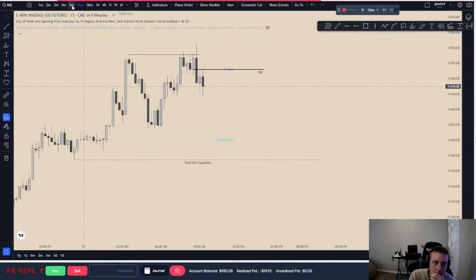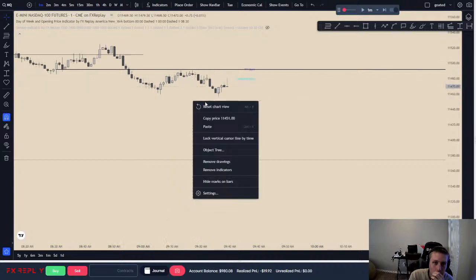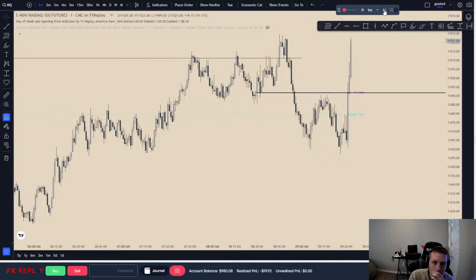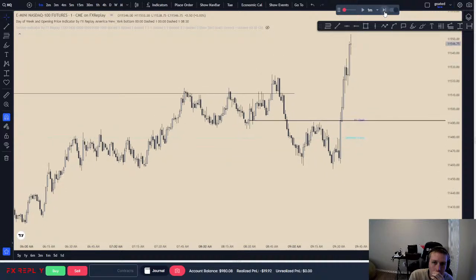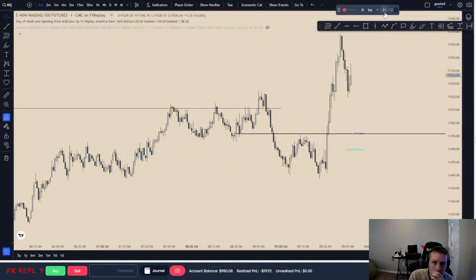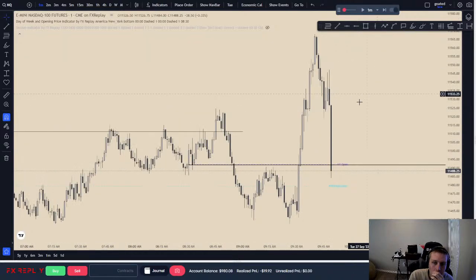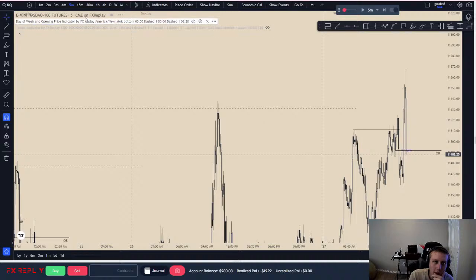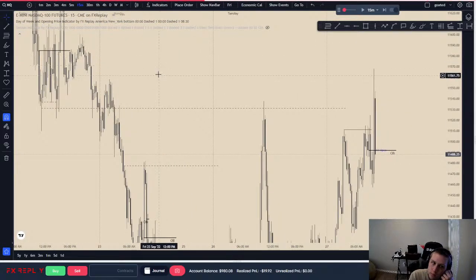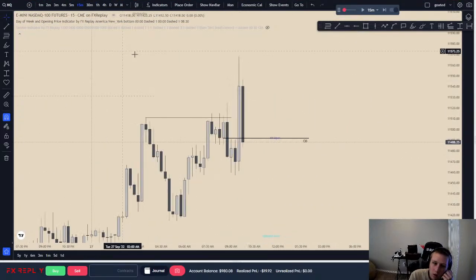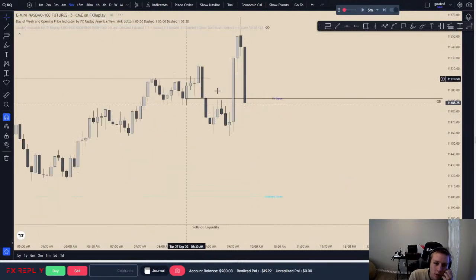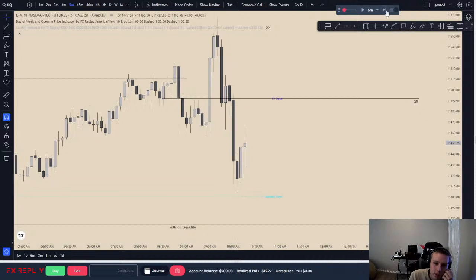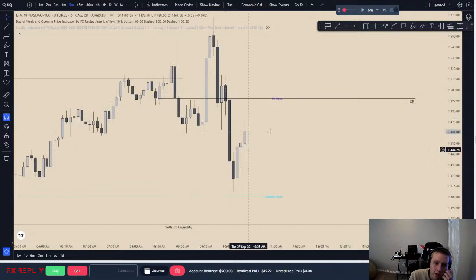Let's see if we get expansion here. We did not get expansion. We got a Judas. We came up, drew to buy side here into this imbalance. Oh, I do like the look of this. Yeah, sell side. Fair value right here.